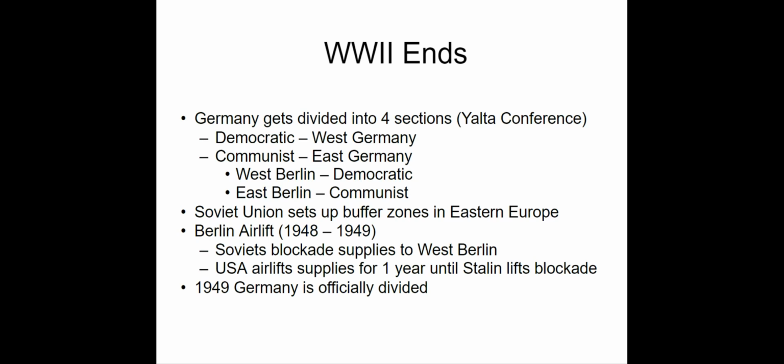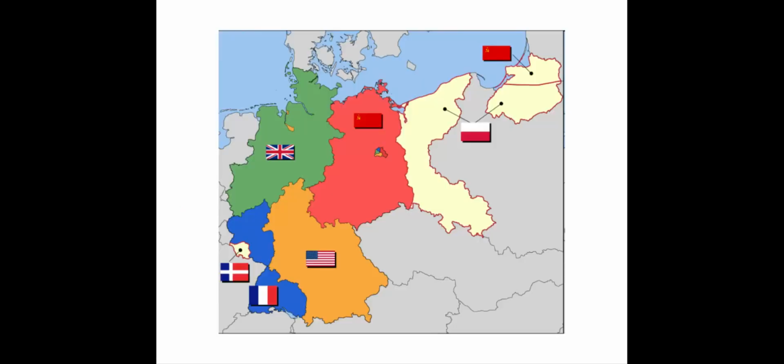All right, so Germany at Yalta gets divided into four sections. And eventually, this will collapse into two sections, what will be known as West Germany and East Germany. The city of Berlin will be divided into four sections, eventually two sections, East Berlin and West Berlin. So let's talk a little bit more about that, looking at these maps.